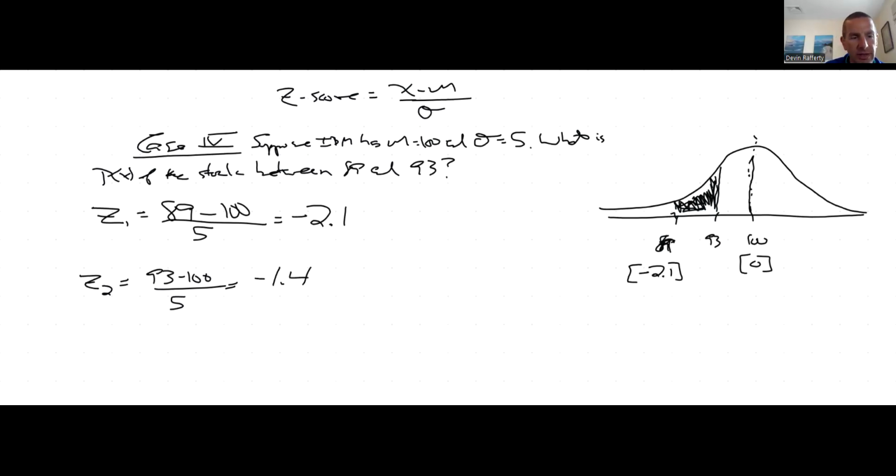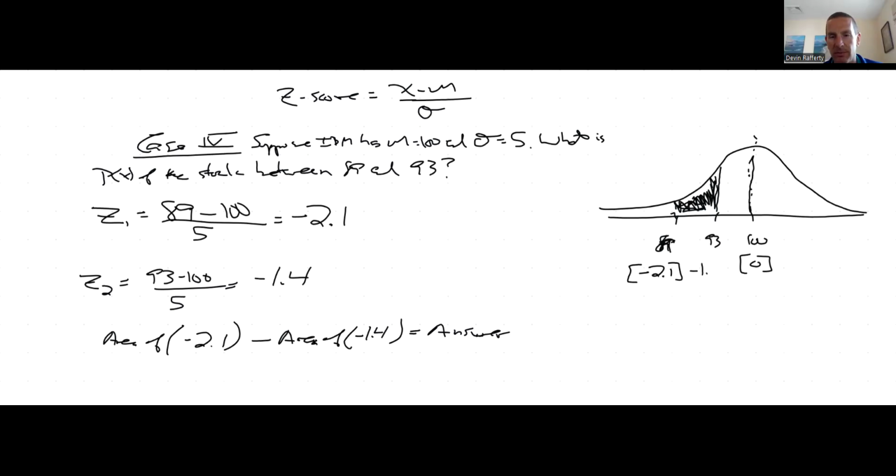What we're going to do is the area of negative 2.2 minus the area of negative 1.4, which will equal the answer. Okay. So we need to find the area associated with negative 2.2 and the area associated with negative 1.4. Okay, so let's go do that.